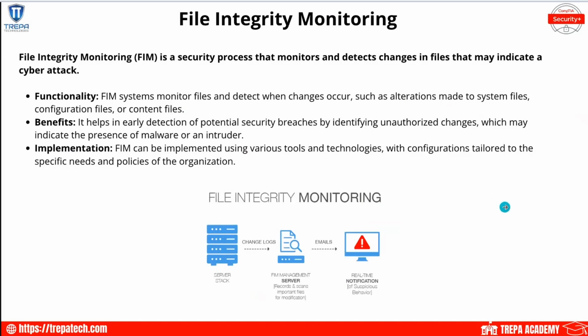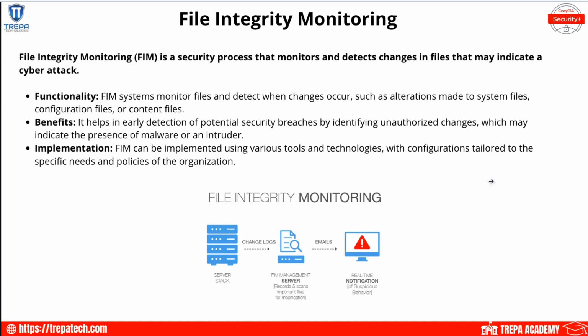And continue and finish up domain 4.5. So we're going to talk about file integrity monitoring, or FIM. This is going to be a security process that monitors and detects changes in files that may indicate a cyber attack. So what FIM does, guys, it's going to monitor essential system files that shouldn't be changed, okay?